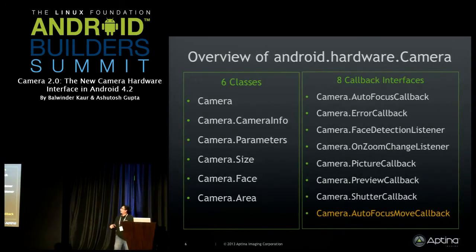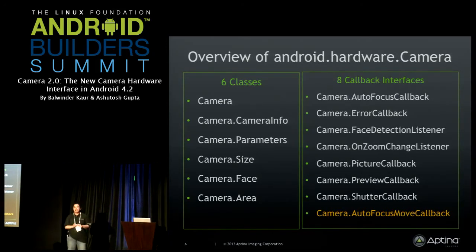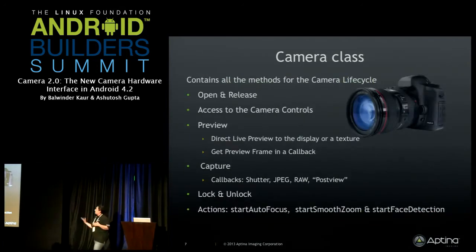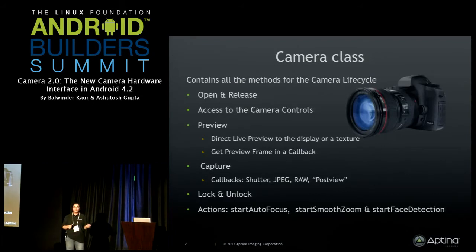So now just to give a little bit of overview of what APIs we have currently, there are 6 classes. Out of this, the most interesting ones are camera and camera.parameters. There are 8 callback interfaces, and the one at the bottom is in yellow because it was the latest one introduced with 4.2. The rest are all 4.1 and previous. So out of this, camera gives the capability to open a camera, close a camera, have access to the camera controls. You set up a preview, and of course you can take a picture.